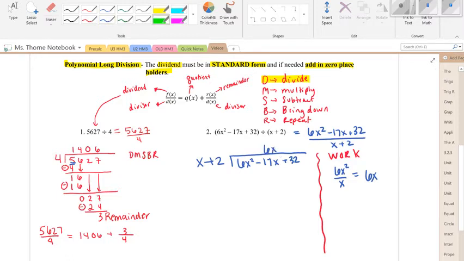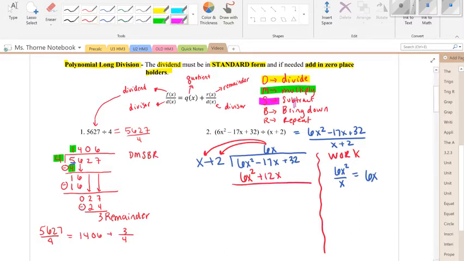Then what's the next step? M stands for multiply. So now what are we multiplying? Over here, what did we multiply? We multiplied 1 times the 4 to get the 4. So it's the same idea, except we have more than one term here that we're multiplying. We have 2 terms. So I'm going to take this 6x and multiply it by x. So 6x times x is 6x squared. And 6x times 2 would give me 12x, so plus 12x.